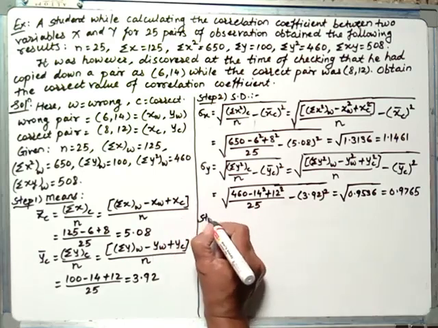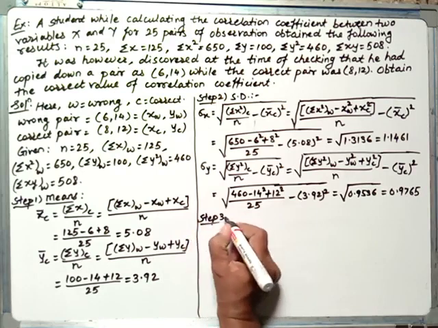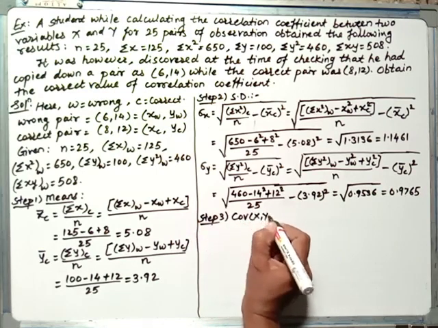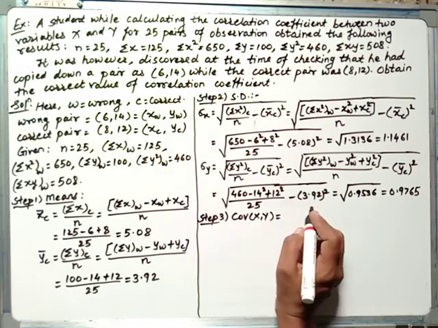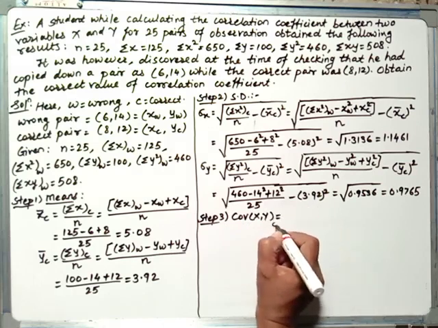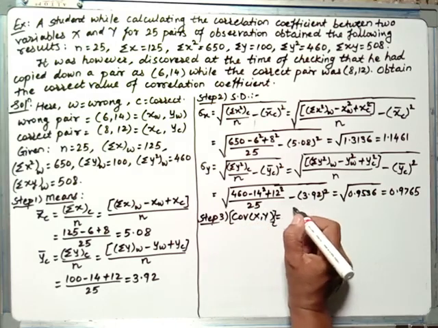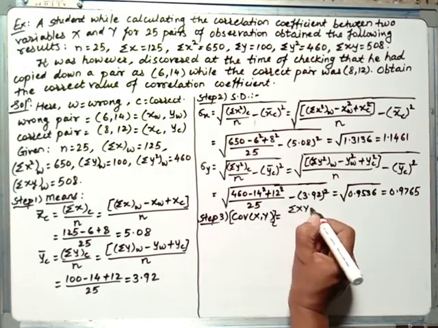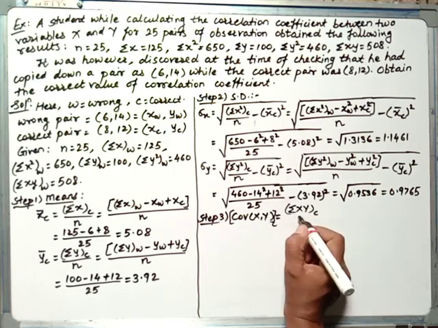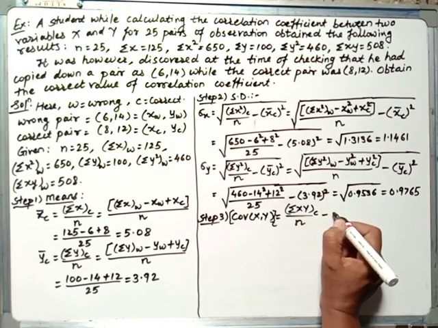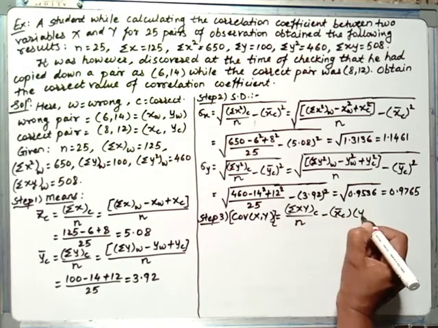Step 3 is for covariance between x and y. So it is the correct covariance, obviously the correct one. So it is summation xy, the correct one, upon n minus xc bar yc bar.